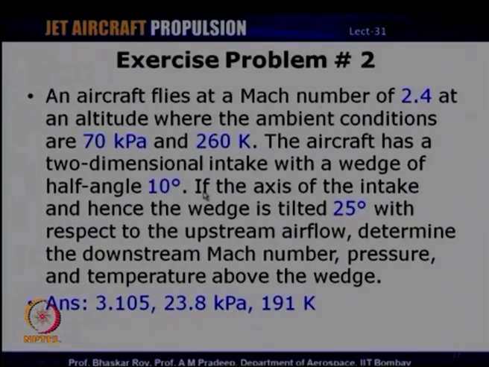So, this is an intake which has a half angle of 10 degrees, and if this is tilted by 25 degrees for the same Mach number, you are required to calculate the corresponding conditions downstream of the wedge. The answer to this question would be a Mach number of 3.105, the pressure is 23.8 kilopascal and temperature is 191 Kelvin.